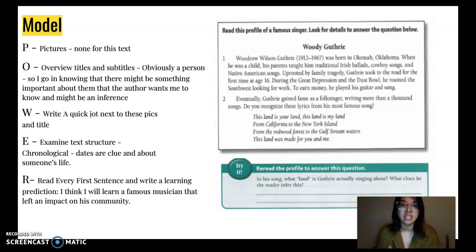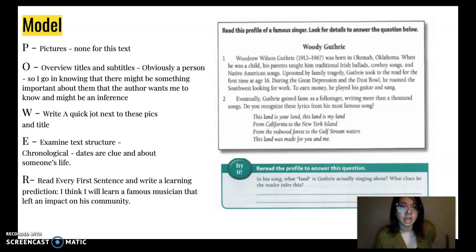Then, once I've done these steps, I'm going to read and write a gist. As you know, we write gist for everything that we read. So, looking at this and reading aloud: Woodrow Wilson Guthrie, 1912 to 1967, was born in Okemah, Oklahoma. When he was a child, his parents taught him traditional Irish ballads, cowboy songs, and Native American songs.